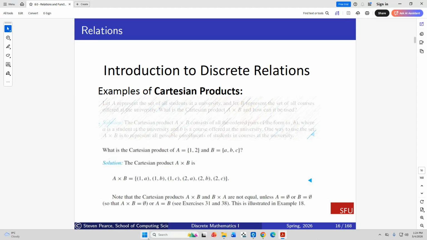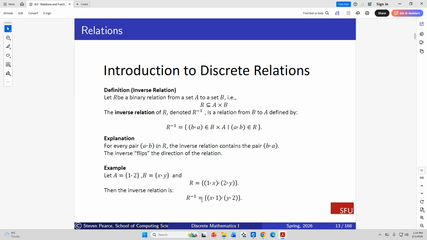Note the Cartesian products A cross B and B cross A are not equal unless A is the empty set, or B is the empty set, so that A cross B is the empty set, or A equals B. So these things are not commutable. The Cartesian product, and hence the subsets of that, which are relations, are not commutable except in special cases. You can't switch A and B. We already said that because this is simply the inverse in what we just discussed here.